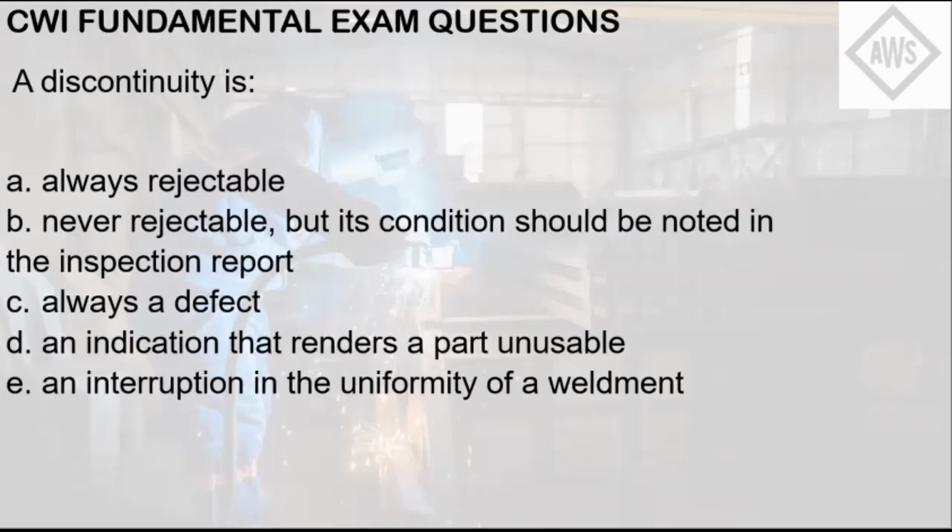So a discontinuity is never rejectable is not true as well, because if it's not acceptable, or if that discontinuity is considered a defect, then it is rejectable. So a discontinuity, as I've just said, is not always a defect. An indication that renders a part unusable is not true as well, because that letter D is synonymous to letter C. And the answer here is letter E, an interruption in the uniformity of the weldment. So that is the most accurate or apropos description of a discontinuity.